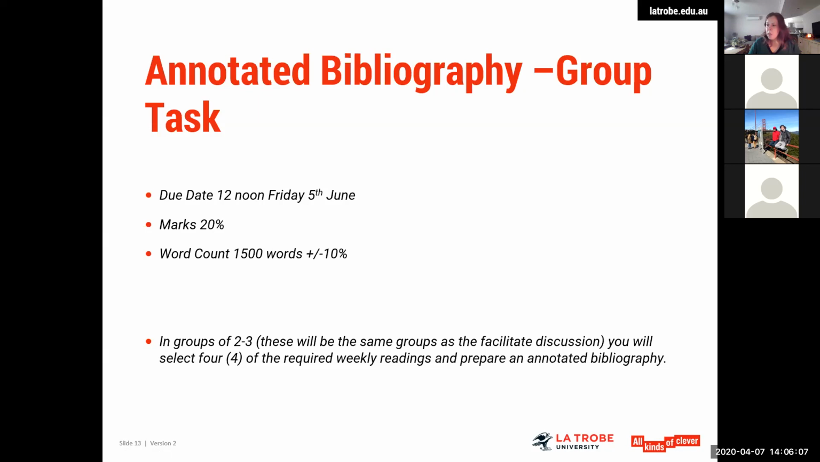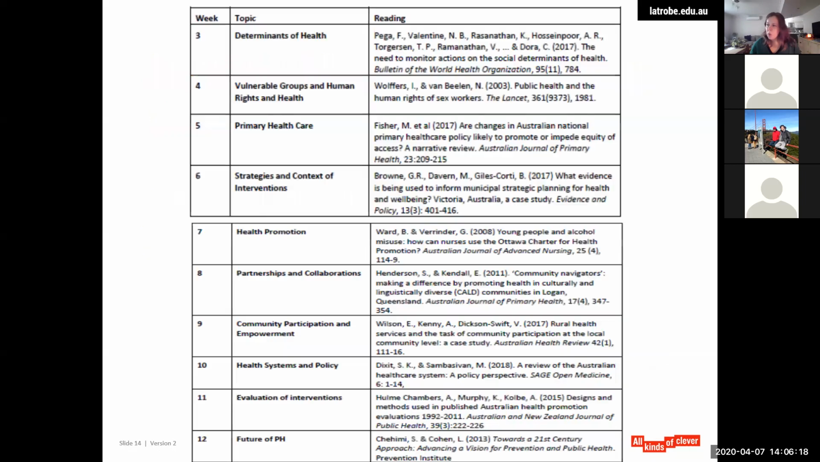As I said, you'll be working in groups of 2 to 3, and you'll select 4 of those required weekly readings, and then prepare the annotated bibliography. So this is the list of the readings. These are in the instructions. All of these are embedded in the library reading list. To access those, all you need to do is go into LMS, click on the reading list, and it'll take you to these readings. So you don't need to go outside of LMS to access these.